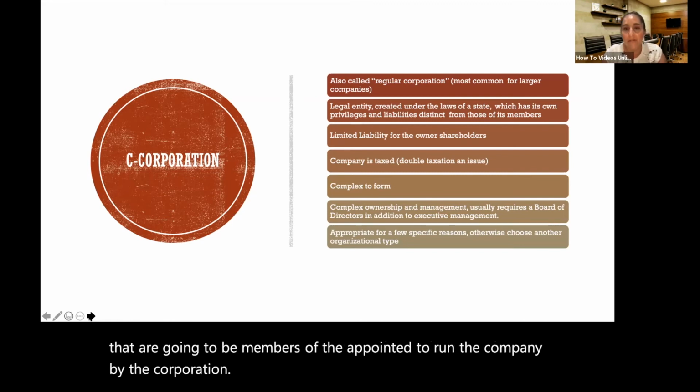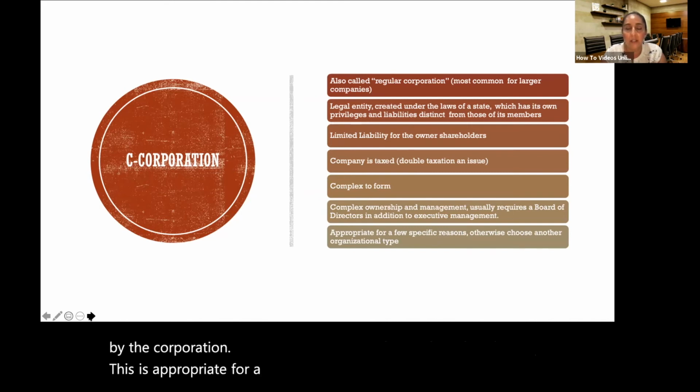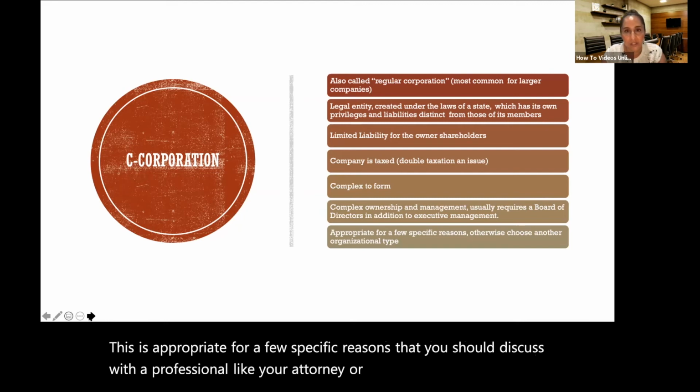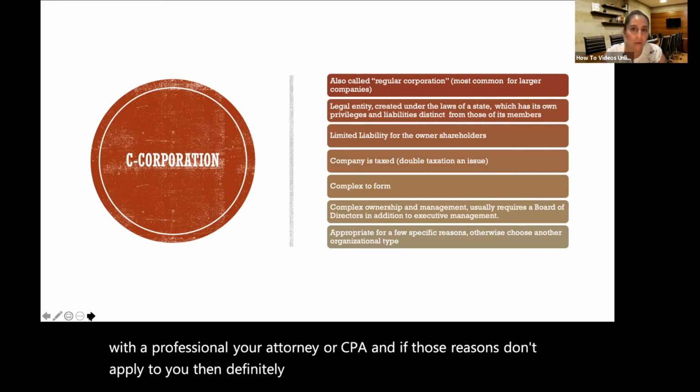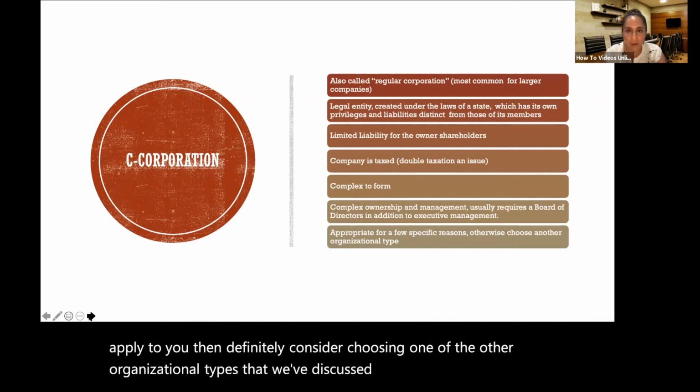This is appropriate for a few specific reasons that you should discuss with a professional like your attorney or CPA. And if those reasons don't apply to you, then definitely consider choosing one of the other organizational types that we've discussed before, or possibly an S corporation that we're going to discuss next.